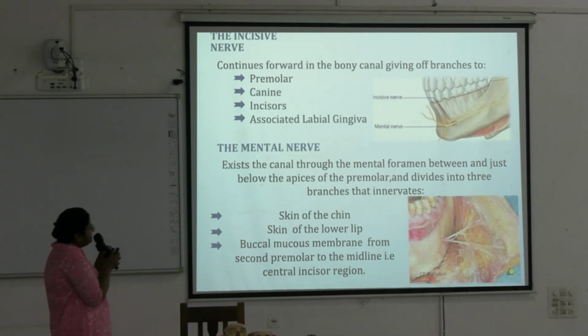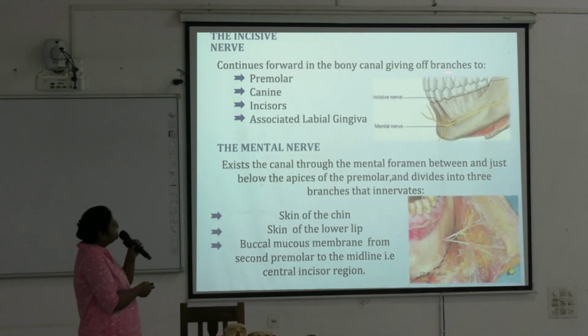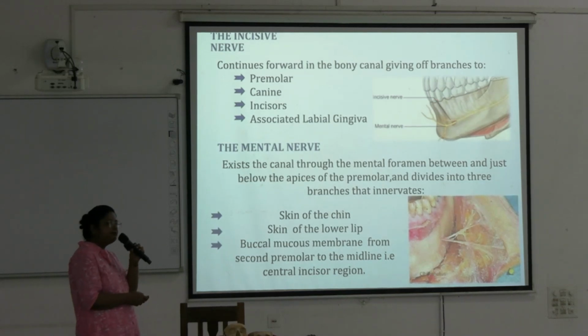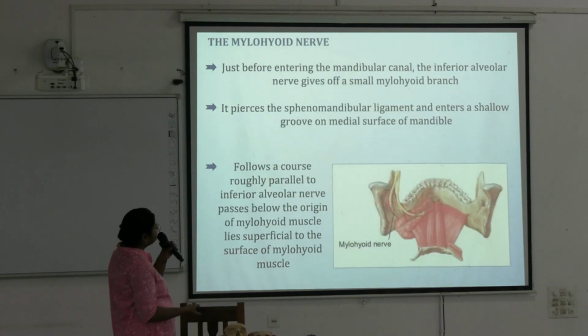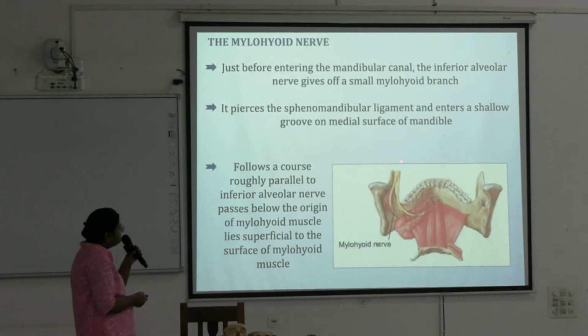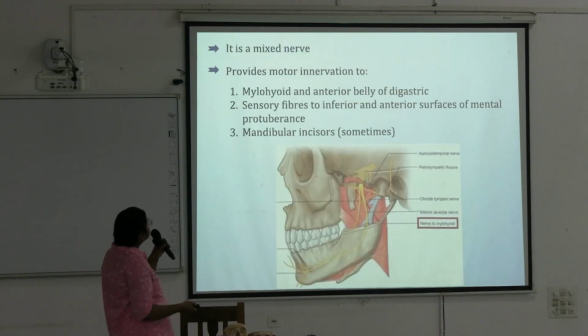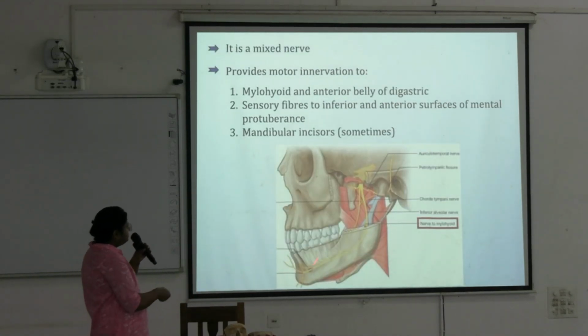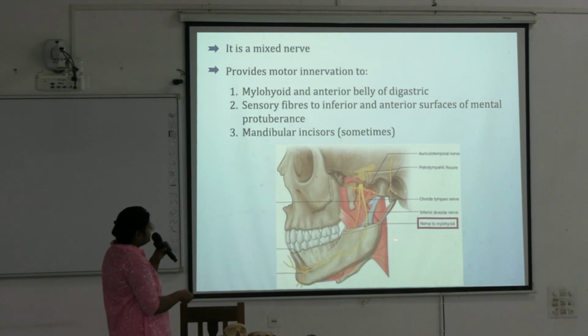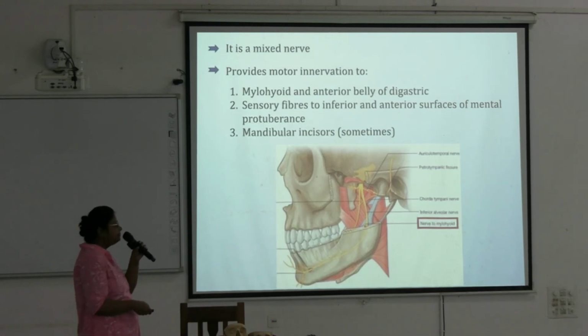Okay, see here the incisive nerve supplying the teeth of the lower jaw, and this is the mental nerve coming out through the mental foramen of the mandible. Next, the mylohyoid nerve supplying the mylohyoid muscle in the floor of the mouth. The mental nerve has been shown, and this is the mylohyoid nerve, a branch from the inferior alveolar nerve.